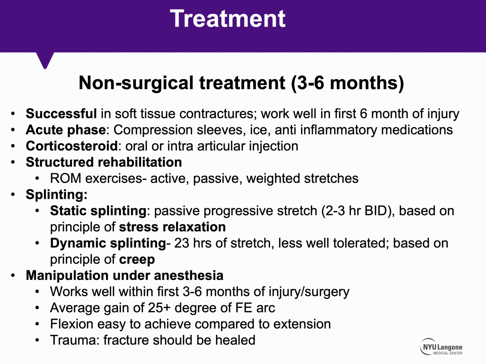Coming to treatment, the initial treatment is non-surgical. A typical trial would be 3 to 6 months. Non-surgical treatments are particularly effective within the first 6 months of injury or surgery. In the acute phase, compression sleeves, ice, and anti-inflammatory medications are particularly helpful for reducing swelling. You can use oral or intra-articular injections, especially in inflammatory arthropathy.